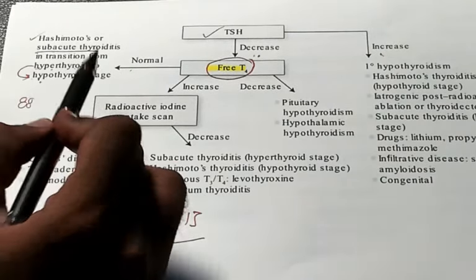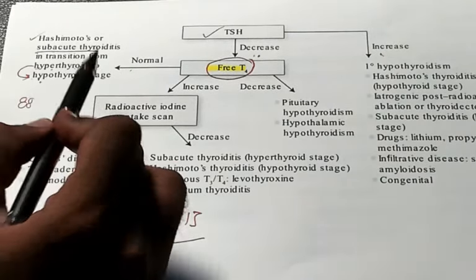Now, you do the radioactive iodine uptake. If the radioactive iodine uptake is increased in this hyperthyroid patient whose TSH is decreased and free T4 is increased, what are the possibilities? Three possibilities: Graves' disease, toxic adenoma, multinodular goiter, any of them can be responsible. If you take Graves' disease, there is a diffuse increase of the radioactive iodine uptake. Then toxic adenoma, multinodular goiter: hyperthyroidism is there with the increase of the radioactive iodine uptake.